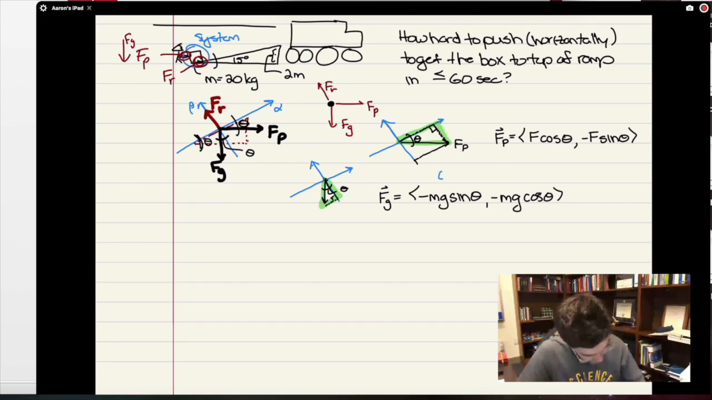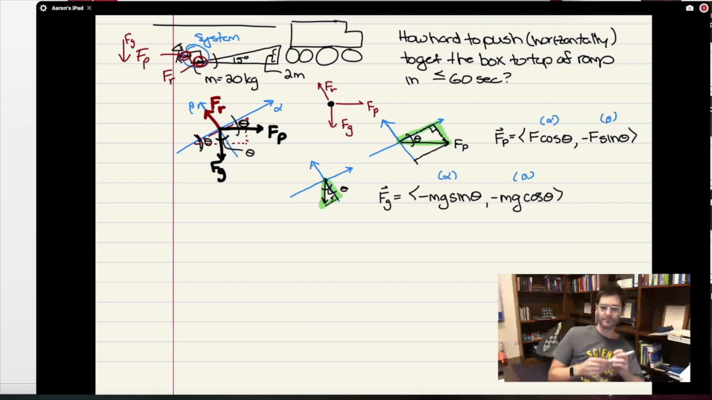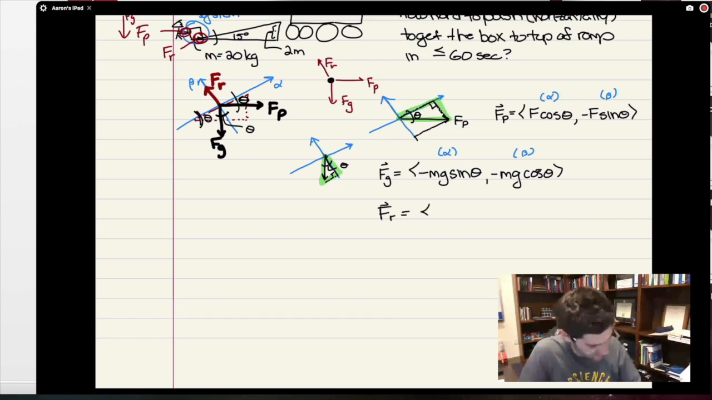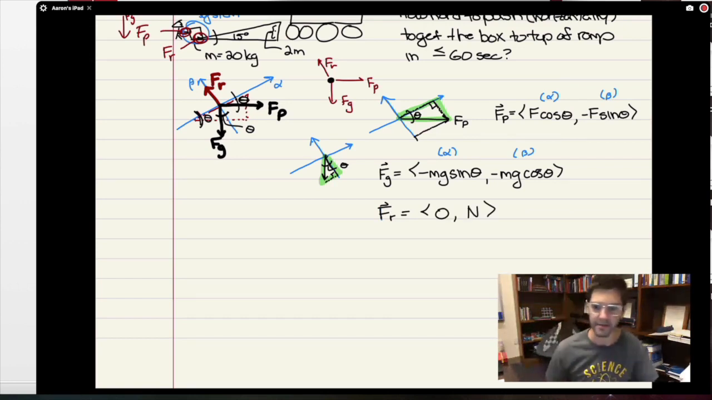And just to remember, this is the alpha direction, this is the beta direction. For gravity, both with a minus sign, because it's pointing in the negative beta and the negative alpha direction. And then I guess we still have the ramp, which is not pointing in alpha, but is pointing in the positive beta direction. So I'll write that as plus n.